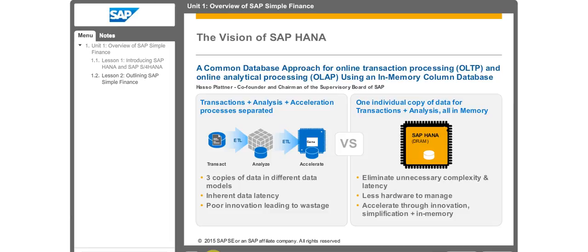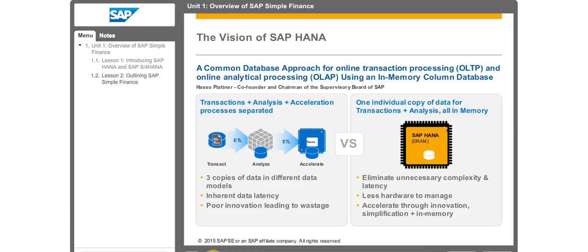The vision of SAP HANA. SAP HANA offers a common database approach for online transaction processing and online analytical processing using an in-memory column database. Traditionally, you had 3 layers of storage for your data. You had the transaction layer, the analysis layer, and the acceleration layer.